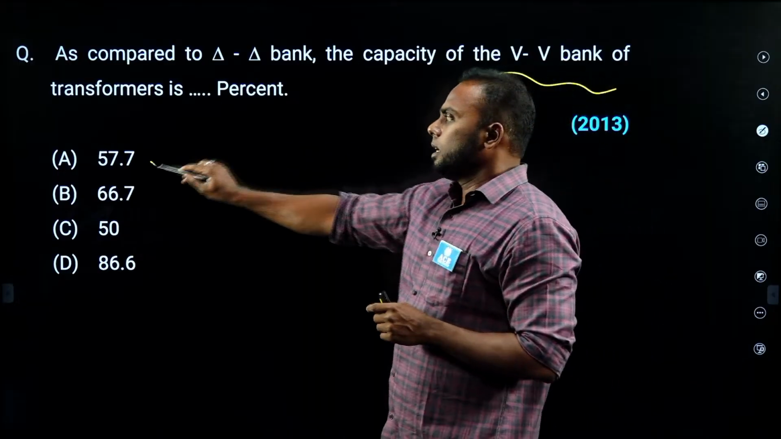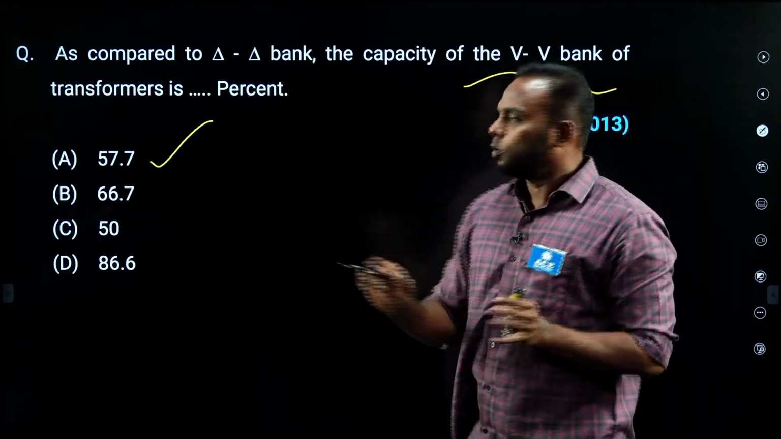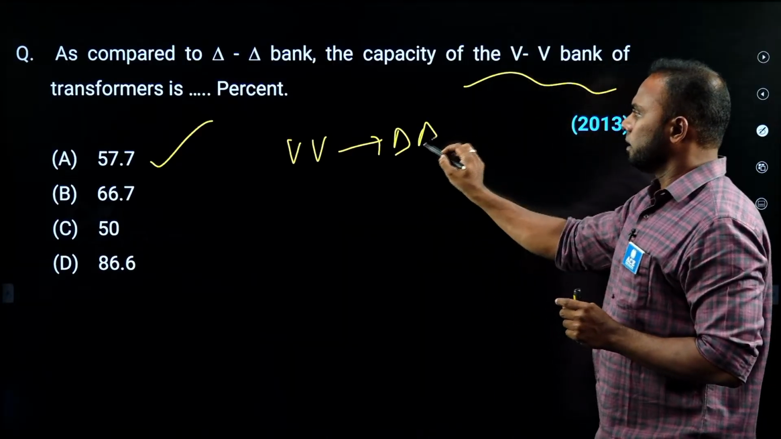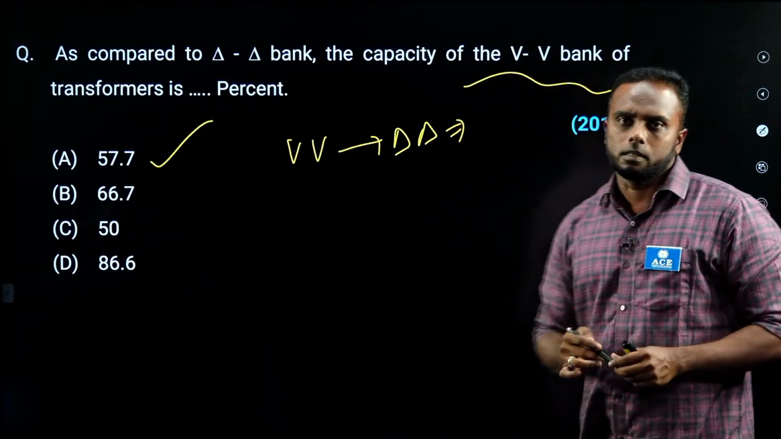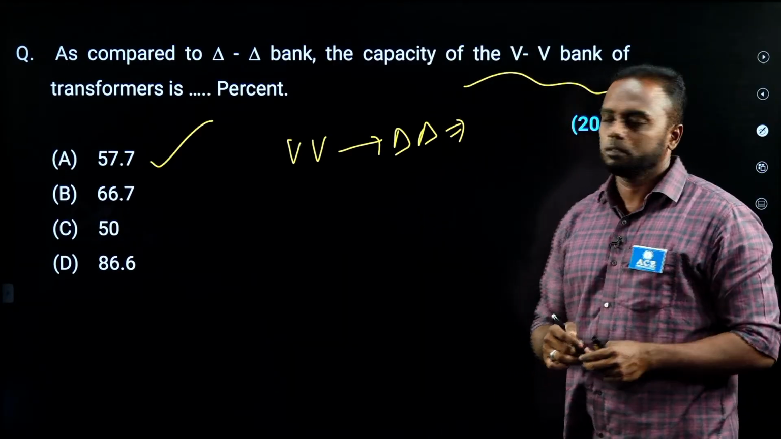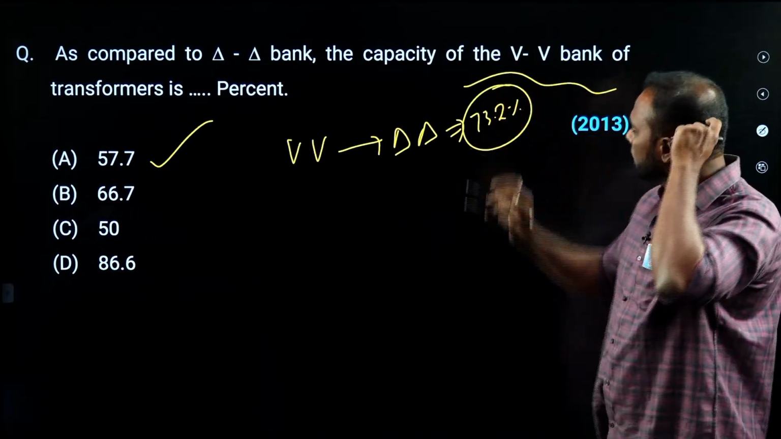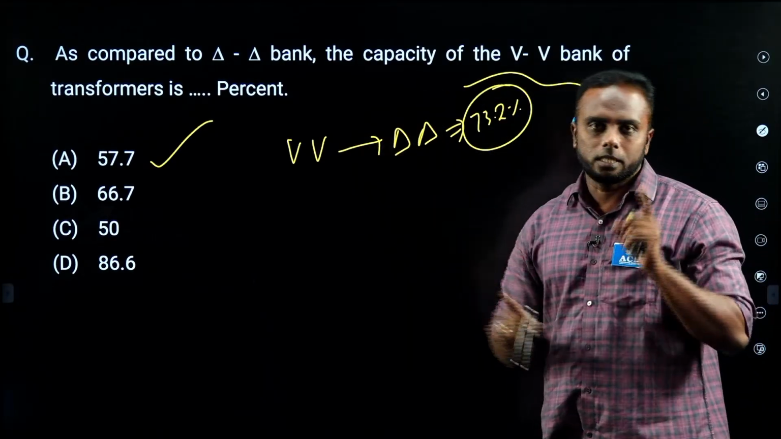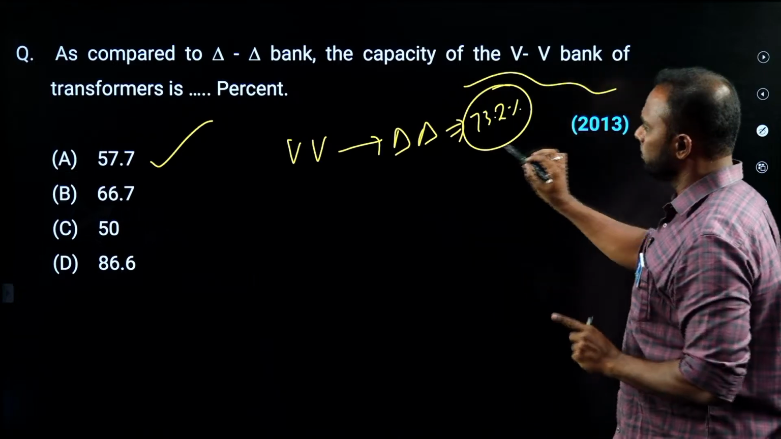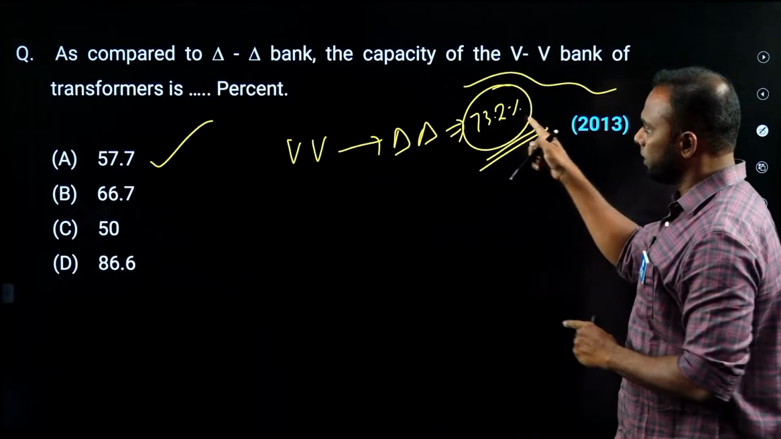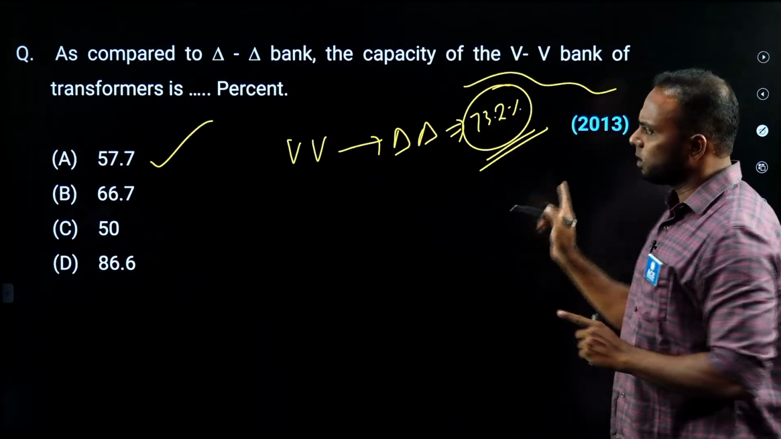57.7% it is. But if the same question is asked from open delta to delta-delta, then the capacity will increase here. And how much percentage increase is it? Now the answer is 73.2% increase. Remember this. Delta-delta to open delta, capacity reduces to 57.7%, but open delta to delta-delta, capacity increases by 73.2%. Don't get confused in this.